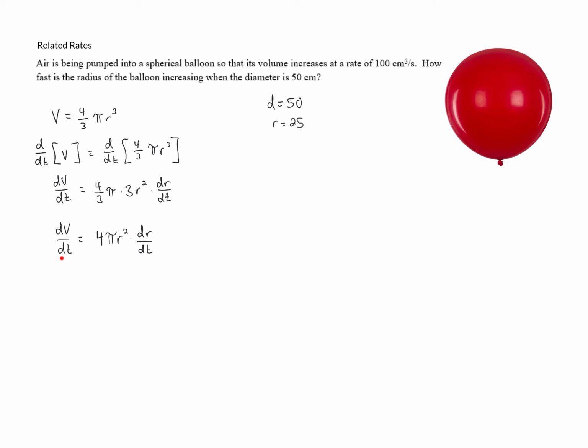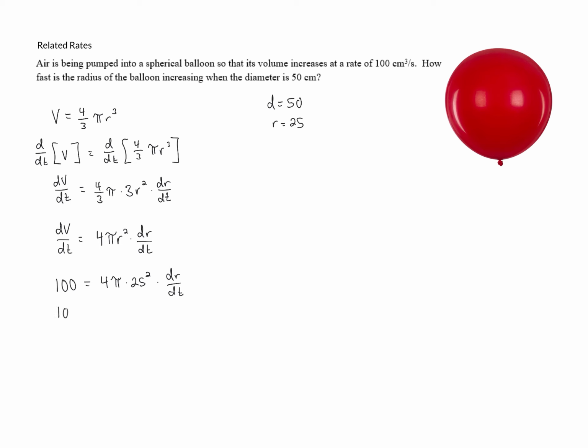We also know dV over dt. It's a constant. We're told that that's 100. So we can plug those in and solve for the unknown. So we've got 100 equals 4 pi times the radius squared. So that's going to be 25 squared. And that's times dr over dt.